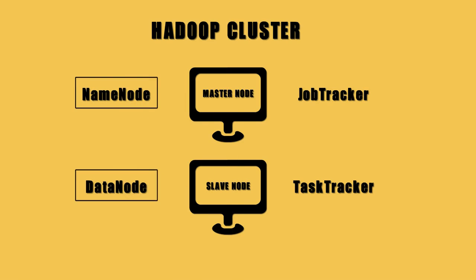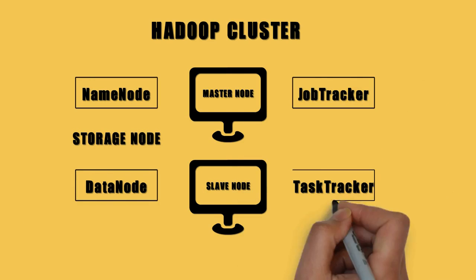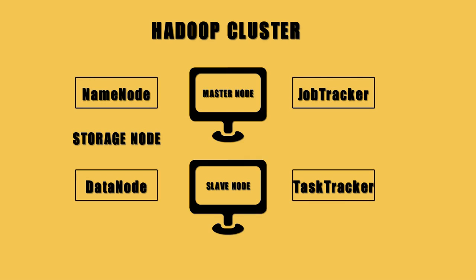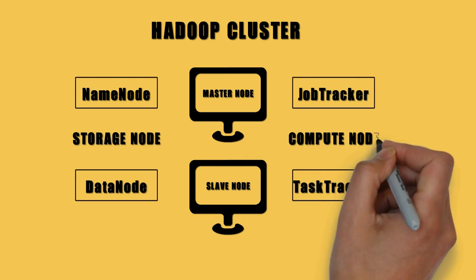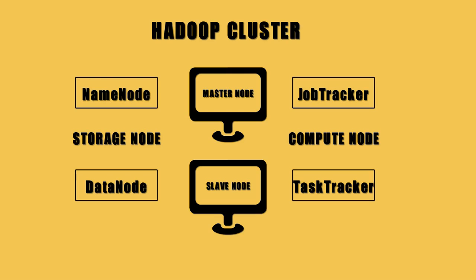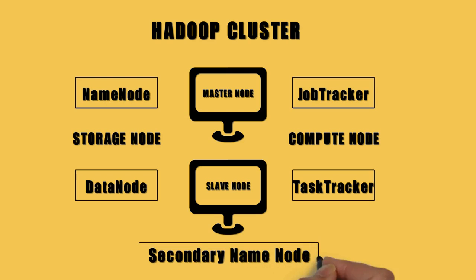The name node and data node are responsible for storing and managing the data, and they are commonly referred to as storage nodes. Whereas the job tracker and task tracker are responsible for processing and computing the data, and they are commonly referred to as compute nodes. Usually the name node and job tracker are configured and running on a single machine, whereas the data node and task tracker are configured on multiple machines, but can have instances running on more than one machine at the same time. Apart from all this, we also have a secondary name node as part of the Hadoop cluster, which we would be discussing in the later sessions.